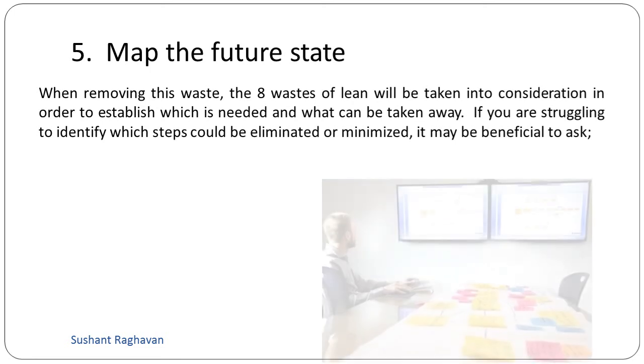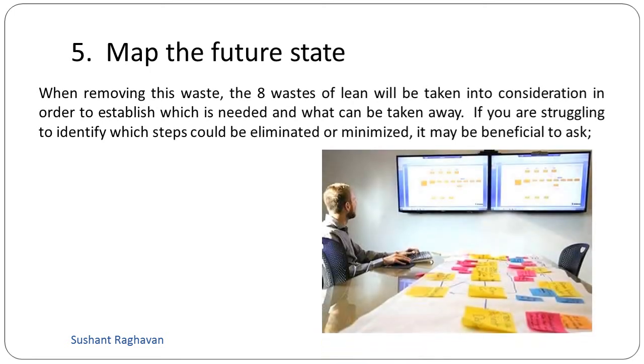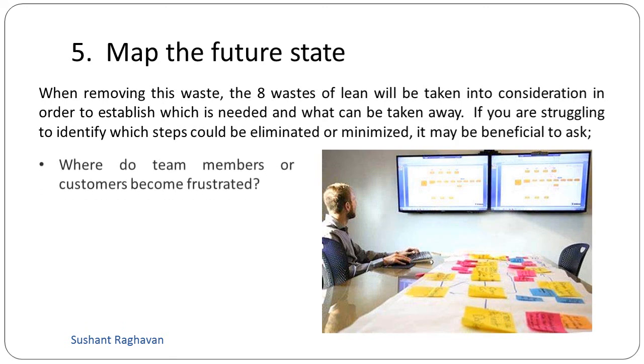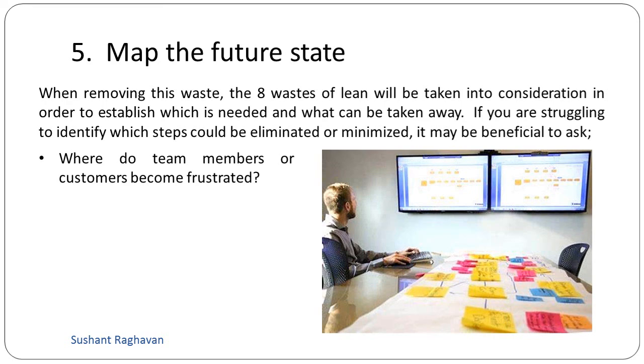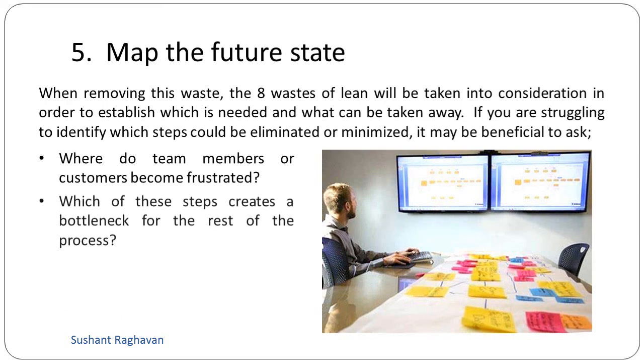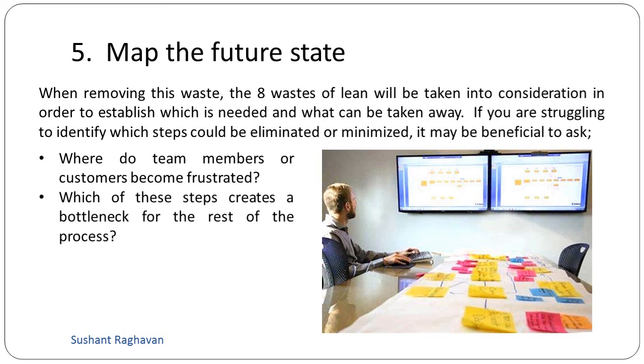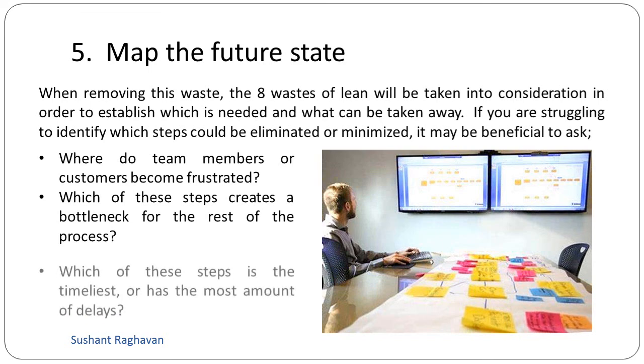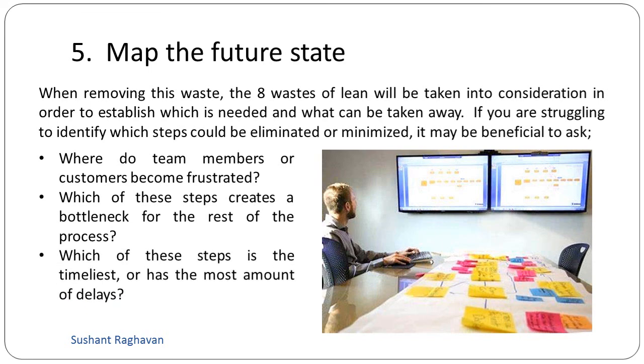When removing this waste, the 8 wastes of lean will be taken into consideration in order to establish which is needed and what can be taken away. If you are struggling to identify which steps can be eliminated or minimized, it may be beneficial to ask, where do team members or customers become frustrated? Which of these steps creates a bottleneck for the rest of the process? Which of these steps is the timeliest or has the most amount of delays? Where do costs go up and down?